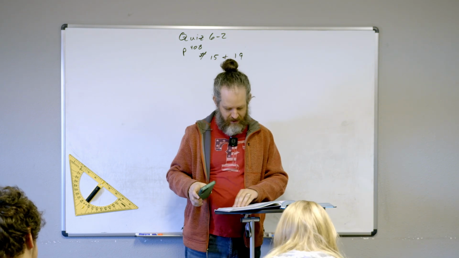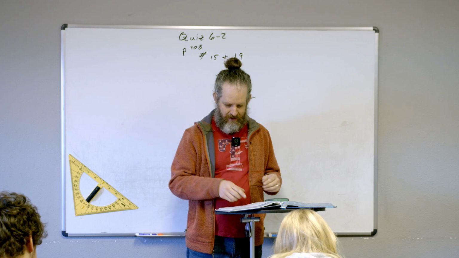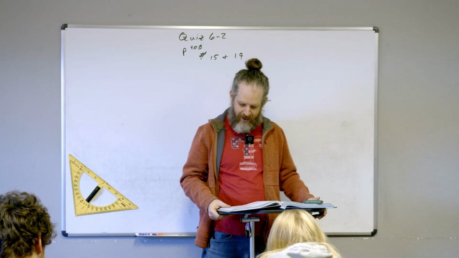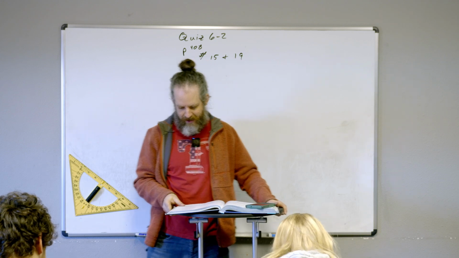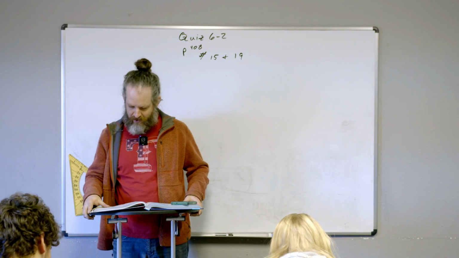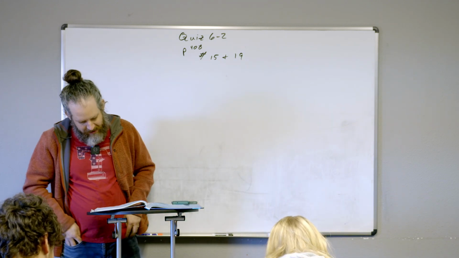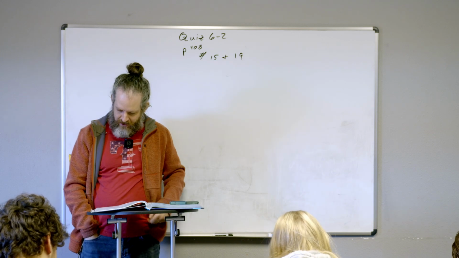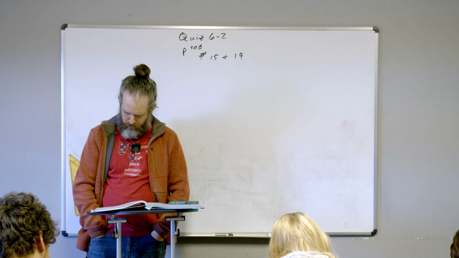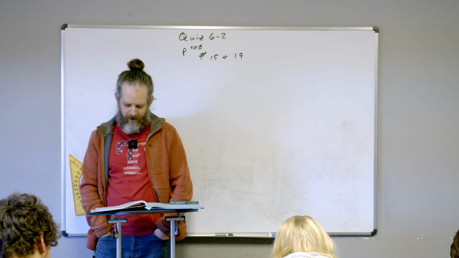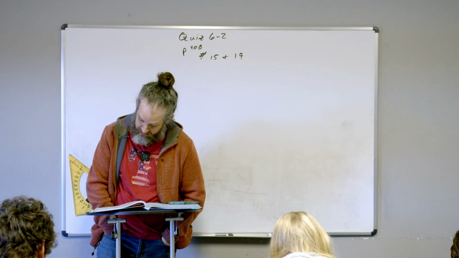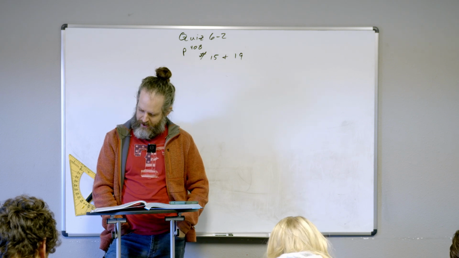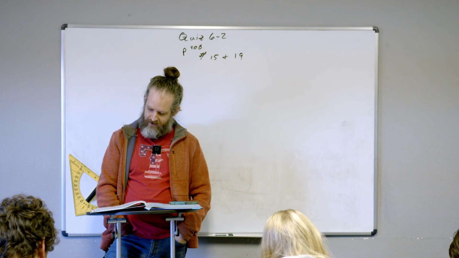Number 14 is not a polynomial because there's a negative exponent. Number 16 is degree 7. Leading coefficient is negative 21. 18 is a degree 5 polynomial with a leading coefficient of 3. 20 is a degree 2 polynomial with a leading coefficient of negative 6. 22 is an 8th degree polynomial with a leading coefficient of negative 2.